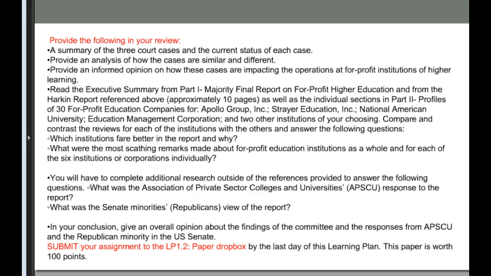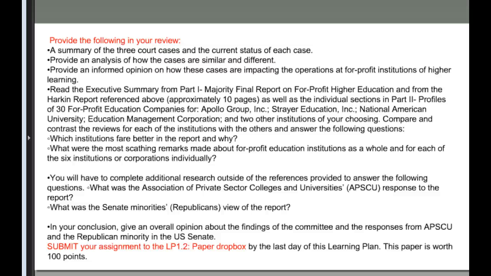Then for the Senate report, you don't need to read the entire report. It's lengthy. So just read the executive summary from part 1, which will give you a summary of this entire report. And then you're going to read some individual sections, which are profiles of specific universities. Those universities are Apollo Group, Strayer, National American University, Education Management Corp., and then pick 2 other institutions.